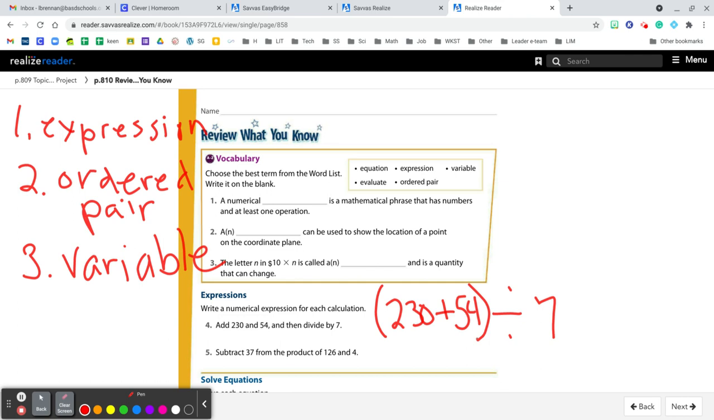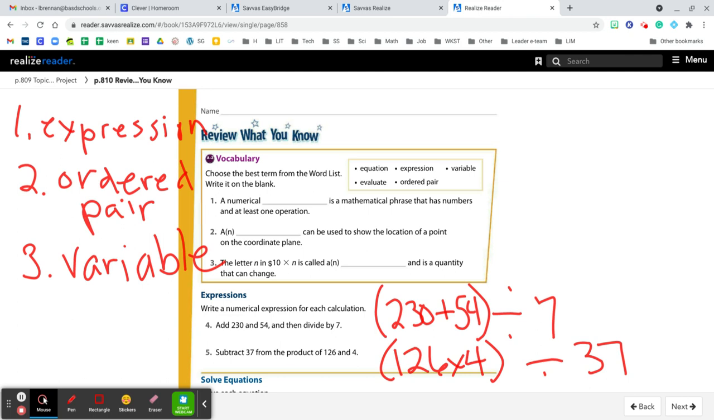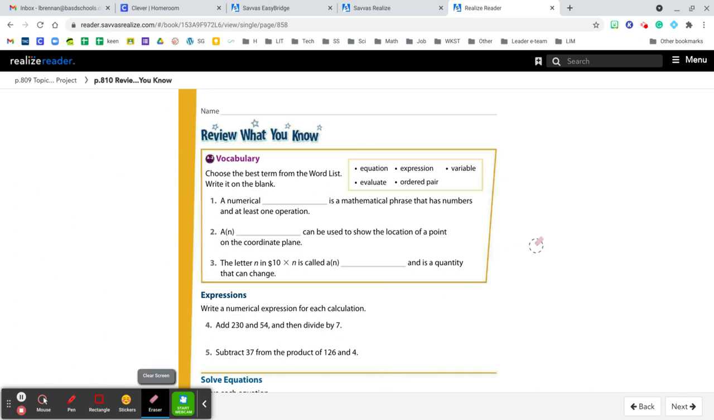And for number 5, subtract 37 from the product of 126 times 4. Remember, product means multiply. Oops, I got that little blob there. Hang on. This is a subtraction problem. Okay, move down.